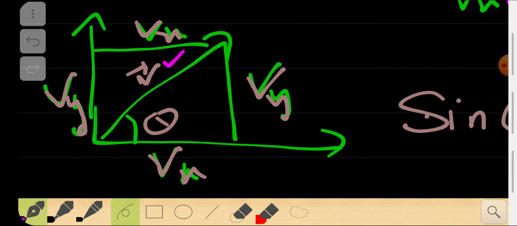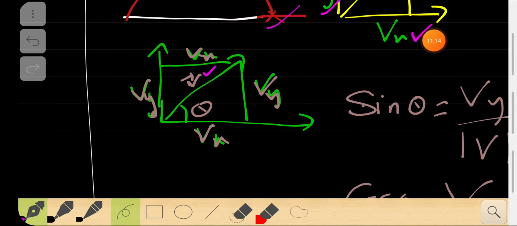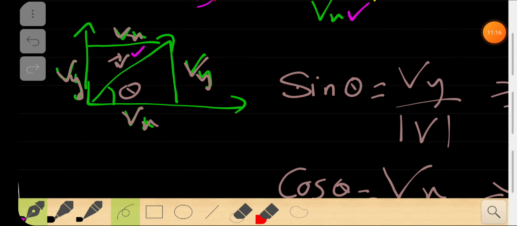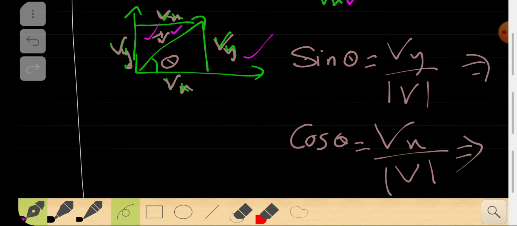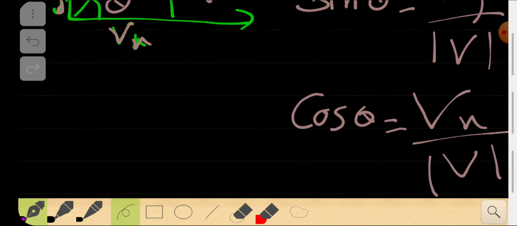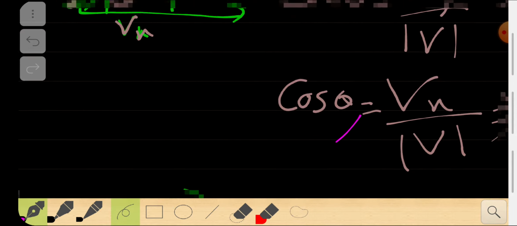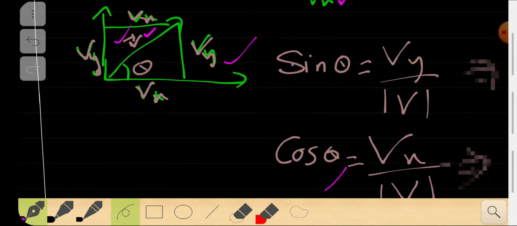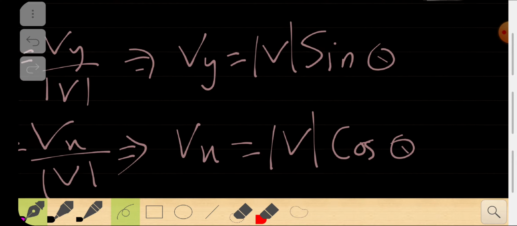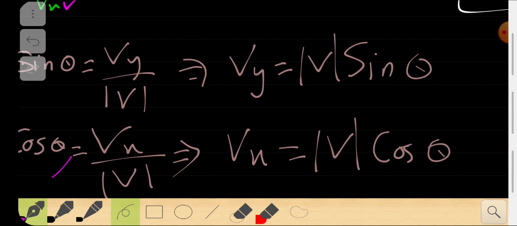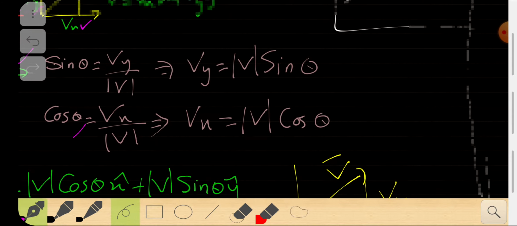So using trigonometry, we can say that sine theta will be equal to the opposite side by hypotenuse, which is Vy by the magnitude of V. Similarly, cos theta will be Vx divided by the magnitude of V, right? So that's straightforward, and we have done that earlier. So we can say that Vy will be the magnitude of V times sine theta, and Vx will be the magnitude of V times cos theta. So you get that straightforward.